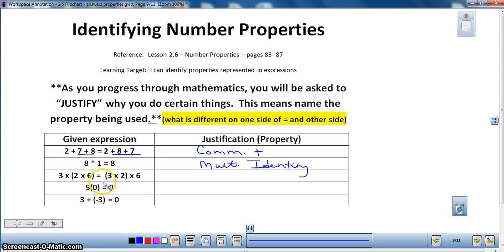Here we have 3 times 2 times 6, 3 times 2 times 6 again. But notice the parentheses move. When we change the parentheses, we are talking about the associative property, in this case, of multiplication. 5 times 0 equals 0. That is our multiplication property of 0. And the last one, we add a number and its opposite, we get 0. That is our additive inverse.